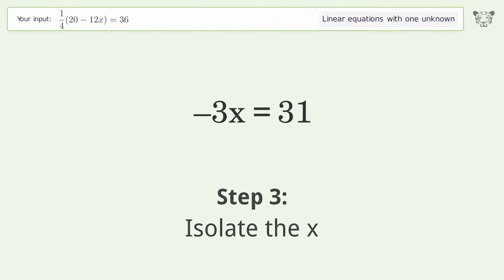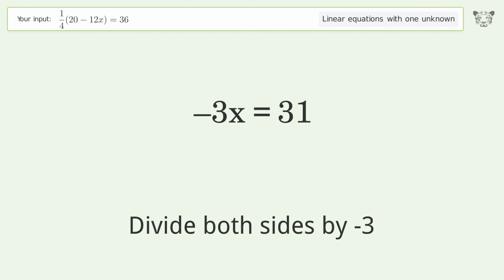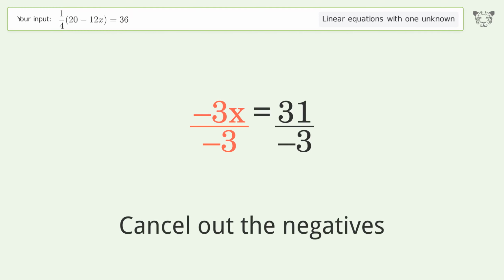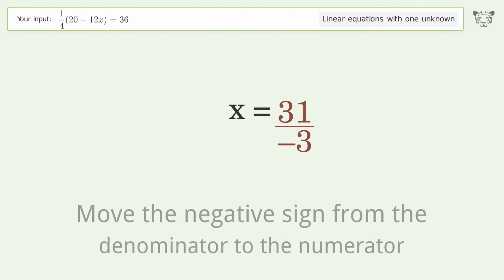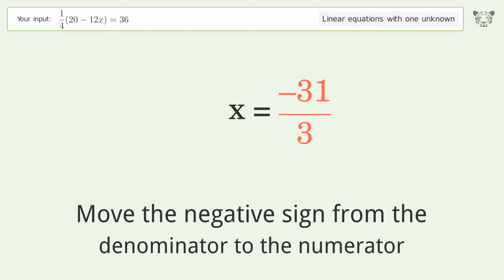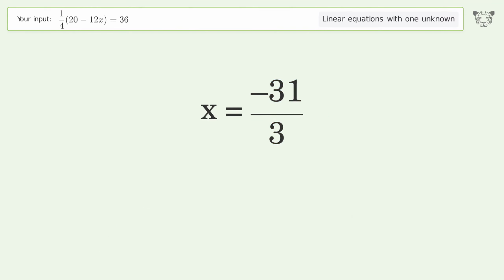Isolate the x. Divide both sides by -3. Cancel out the negatives. Simplify the fraction. Move the negative sign from the denominator to the numerator. And so the final result is x equals -31/3.